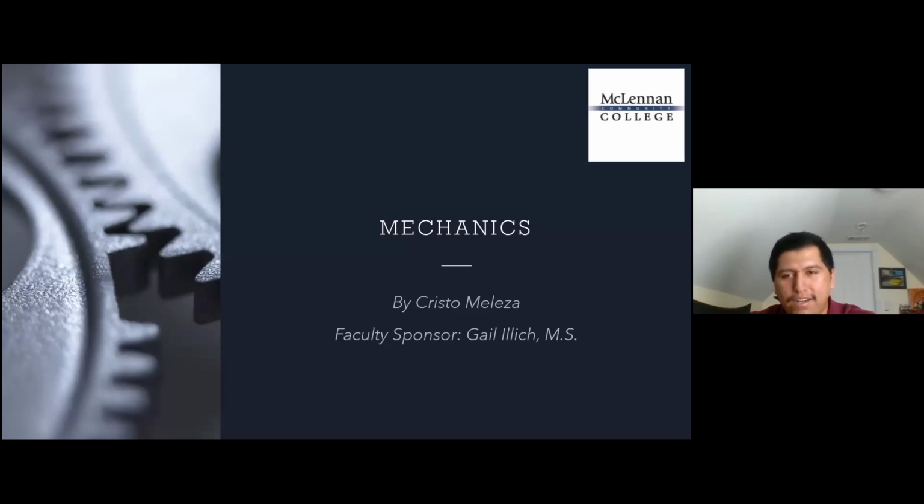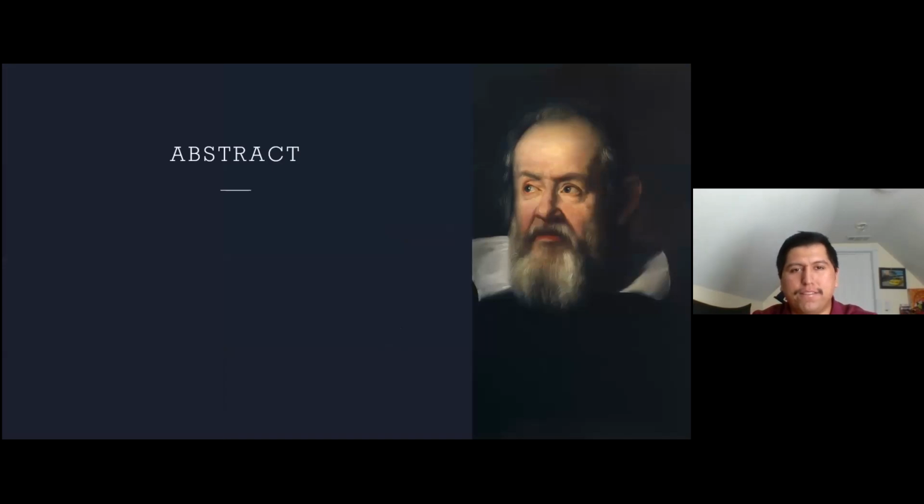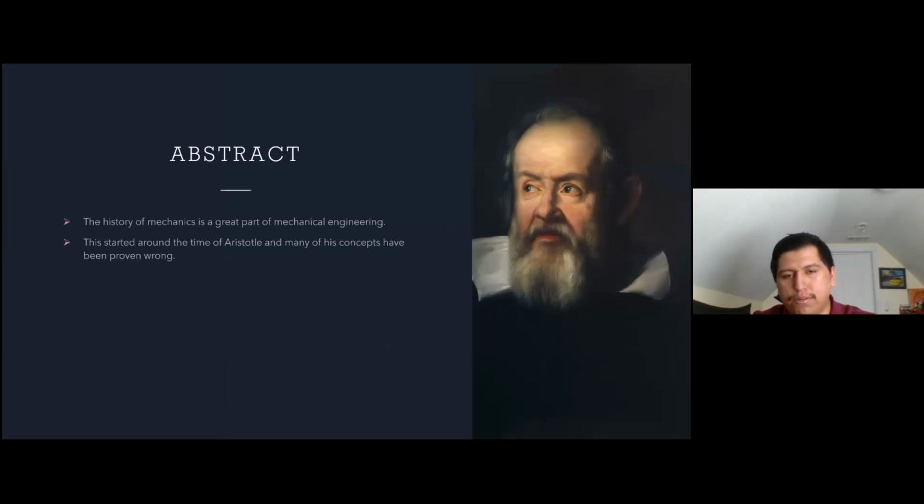It's about mechanics. The abstract of our actual mechanics, with the history of it, is a great part of mechanical engineering, of the mechanics world of the calculus. It pretty much started around the time of Aristotle, but later on a lot of his stuff was proven wrong, just because around when it first came out, we knew so little of the stuff he came up with.